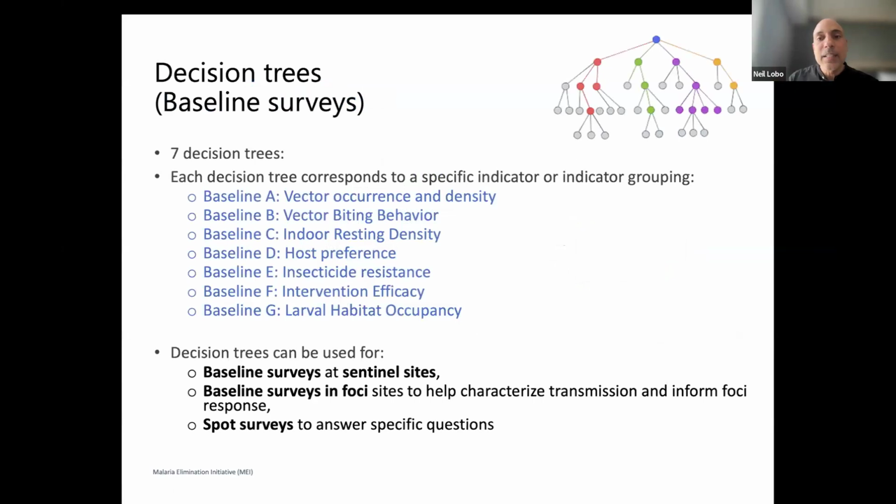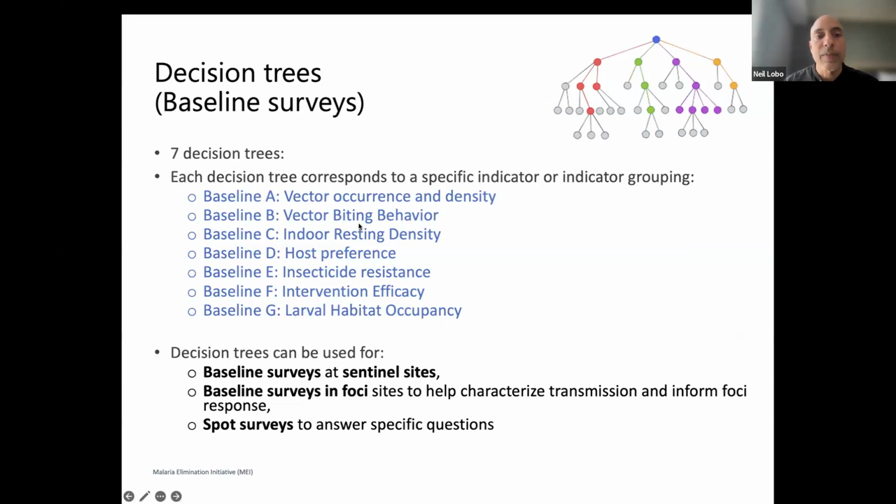So there are multiple decision trees in the ESPT. We have them based on the type of survey we're doing. If you remember yesterday, we went through the types of survey. We have baseline surveys, and in the baseline, we have 7 kinds of decision trees. Each decision tree corresponds to a specific indicator or a group of indicators. For example, baseline decision tree A looks at vector occurrence and density.